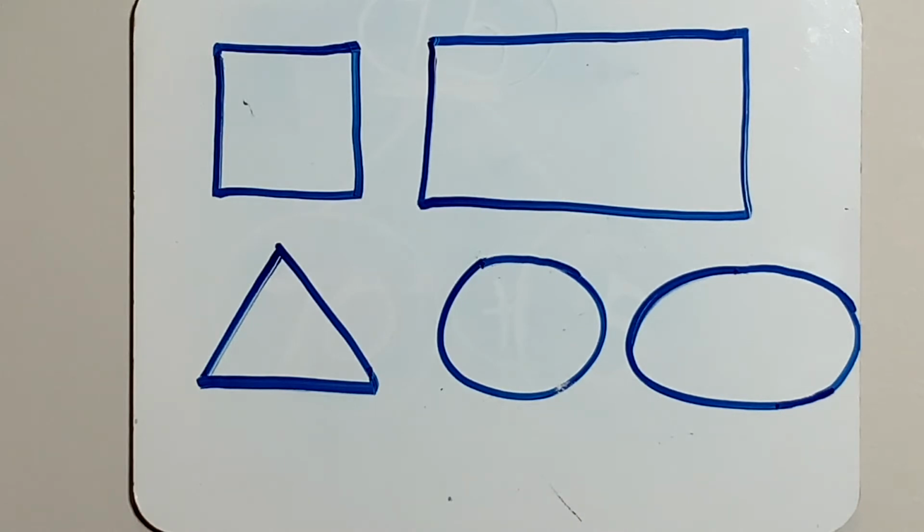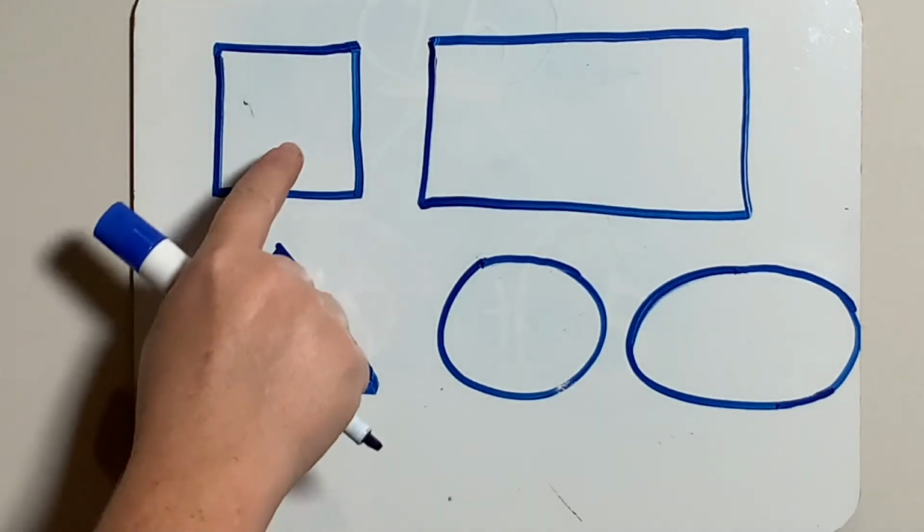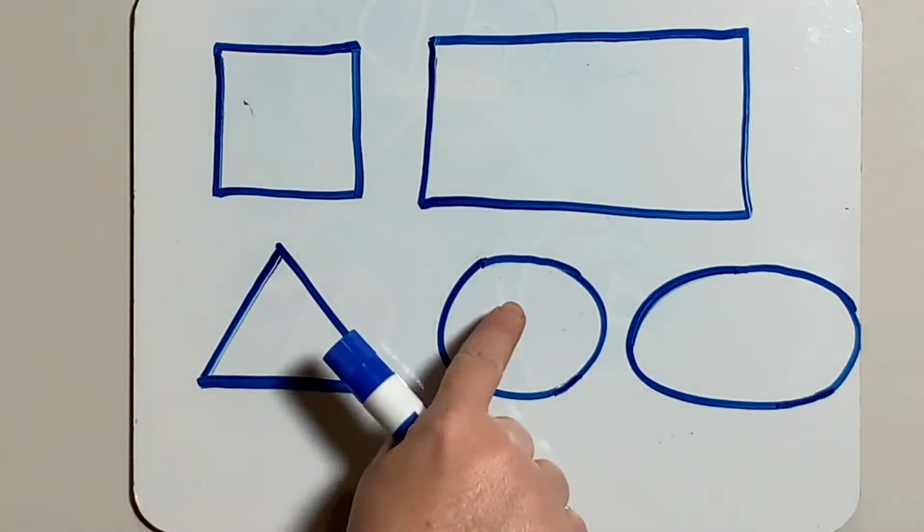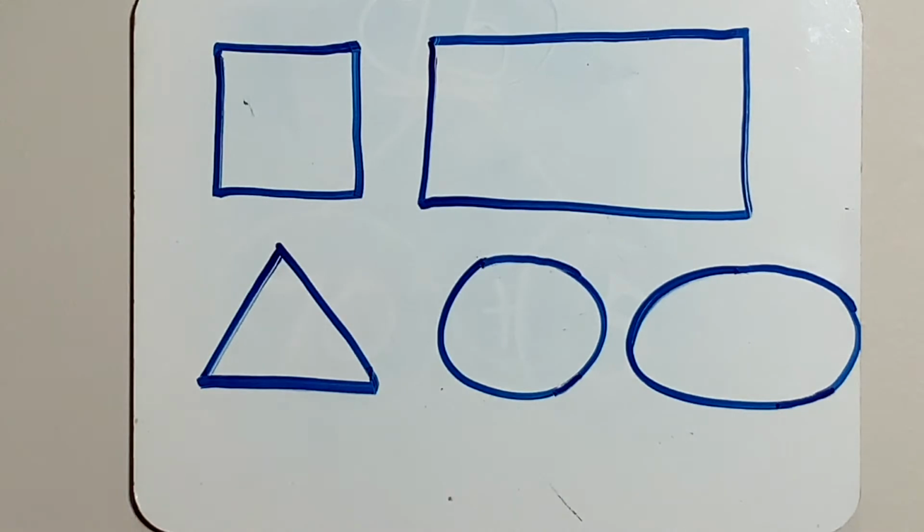Now, out of all of these shapes, which ones do you think we're gonna be using today to make a barn and a house and even a fence? I'll give you a hint, we're gonna use 3 of them. Very good. If you were thinking we're gonna use the square, the triangle, and the rectangle, you are correct. Now, which one of these shapes, and there are 2 of them, do you think that we're gonna need to make animals with today? If you were thinking we're gonna need the circle and the oval, you are correct.